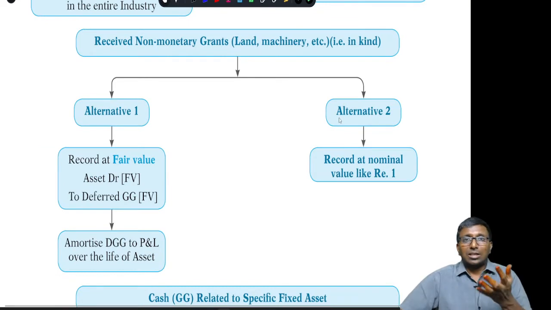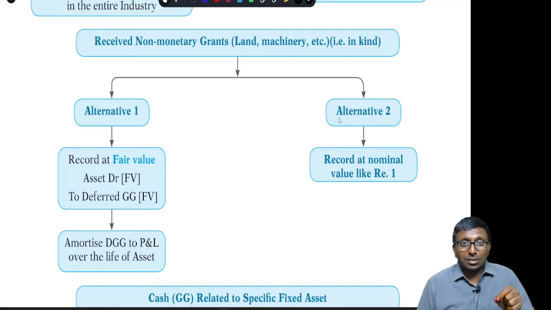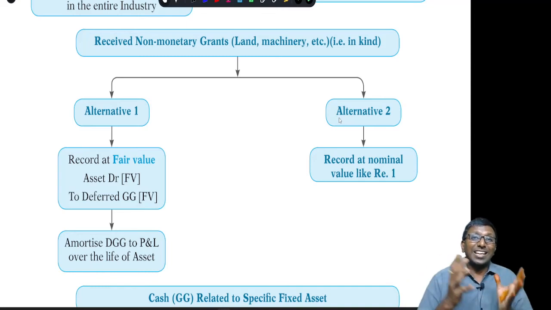You received a non-monetary government grant. That is, you received either land, machinery, something in kind, or some technology. How can you recognize it? There are two ways; this is an accounting policy choice. One, you can recognize at a nominal value, which is rupee 1 or 10 or 100, something like that, or you can recognize it at fair market value. Under that circumstance, asset account debit to deferred government grant. This deferred government grant you transfer to profit and loss over the life of the asset.